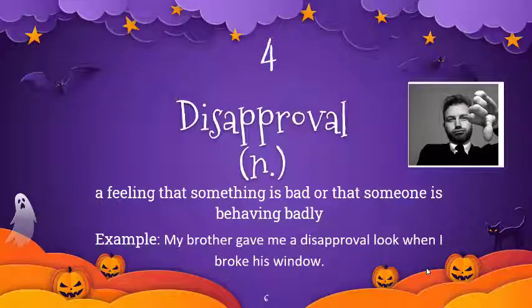Number 4, disapproval. Disapproval is a noun, and the meaning of disapproval is a feeling that something is bad or that someone is behaving badly. As an example, my brother gave me a disapproval look when I broke his window. Now, do you see his disapproval look in this picture? This is a disapproval. Let's see the 5th word.